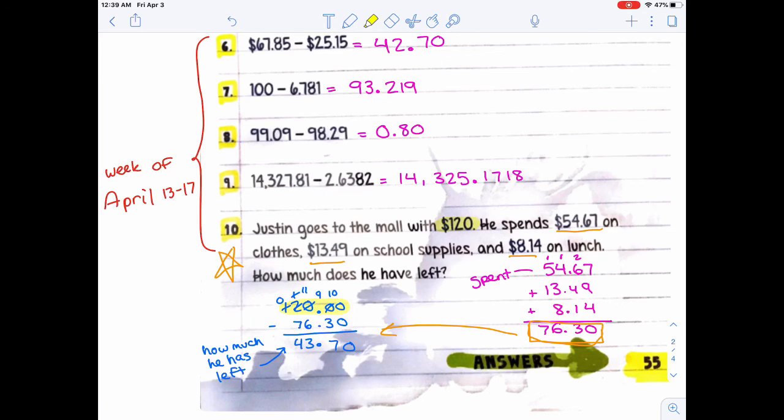Again, you could go about this a couple of different ways. You could start with your 120 and just keep subtracting every time he spent. It's up to you, okay?